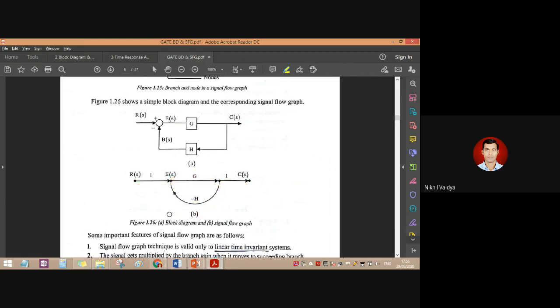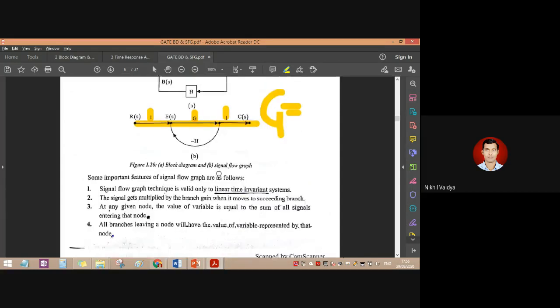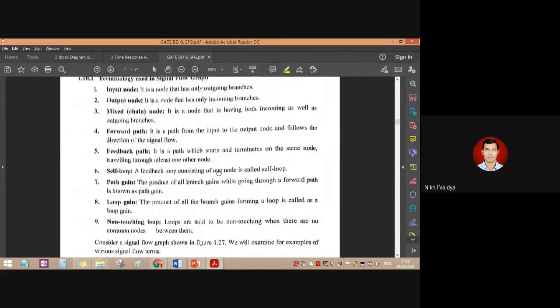Now we know what the path present here is. This is the path. If I am asked to calculate the path gain, I have to multiply the individual branch gains of the path. That is called the complete path gain. So in this case, the path gain will be G multiplied by 1 multiplied by 1. So G will be the forward path gain, and in this way we can calculate the path gain.